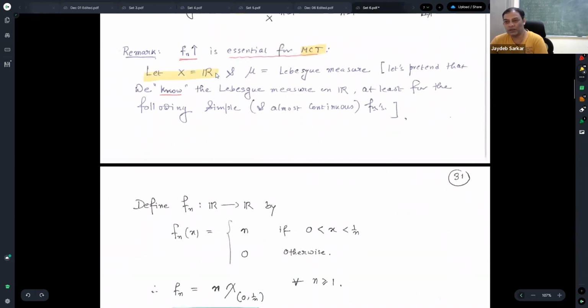So suppose X equals R. So X is the real line and mu is the Lebesgue measure. And the sigma algebra will be the Lebesgue measurable subsets of R. And I'm not going to define all of it, okay? But let's pretend that we know the Lebesgue measure on R, because I'm going to use this for a very special class, the almost continuous case. So the Lebesgue measure on R, at least for the following simple, almost continuous function case.